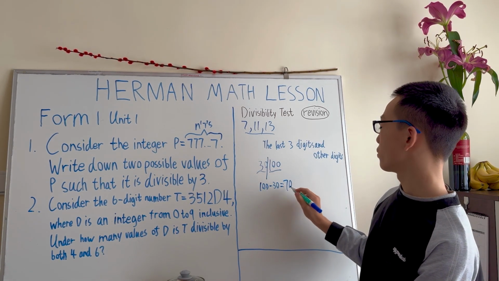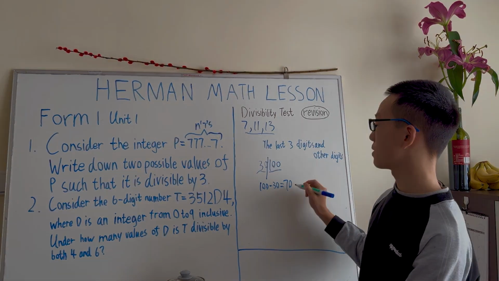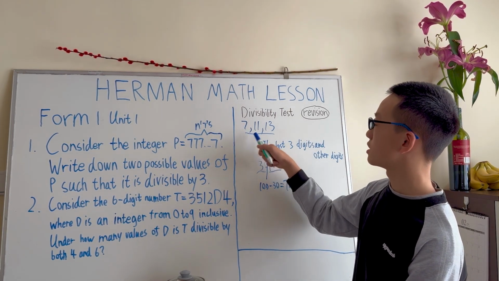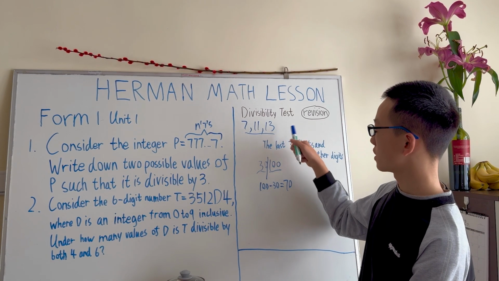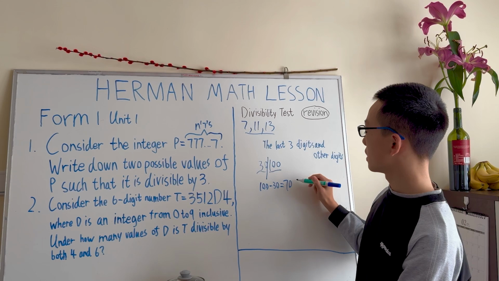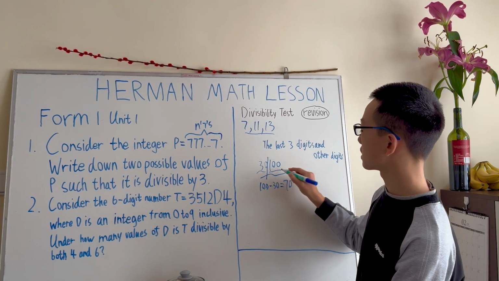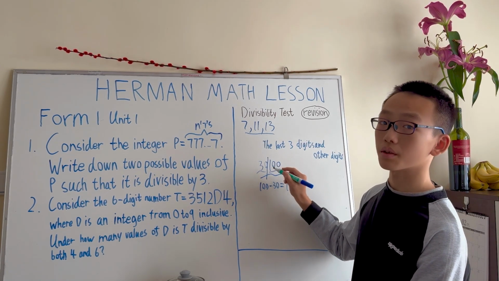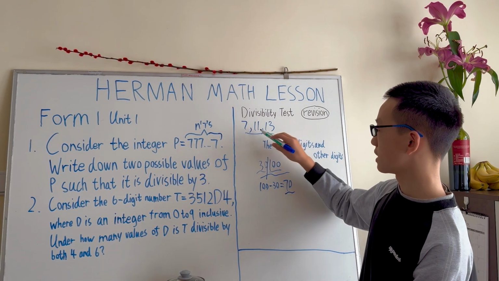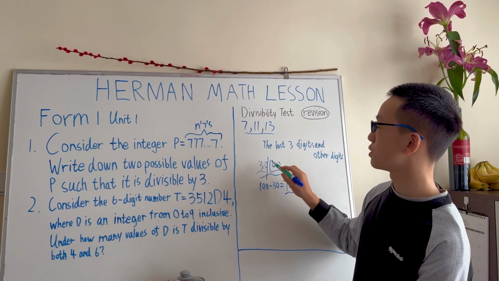And we use this number and divide it by 7. If this number can be divided by 7, 11, or 13, like 70, it can be divided by 7, and it is a multiple of 7, so this number is a multiple of 7. And if this number cannot be divided by 11 and 13, then this number is not a multiple of 11 and 13.